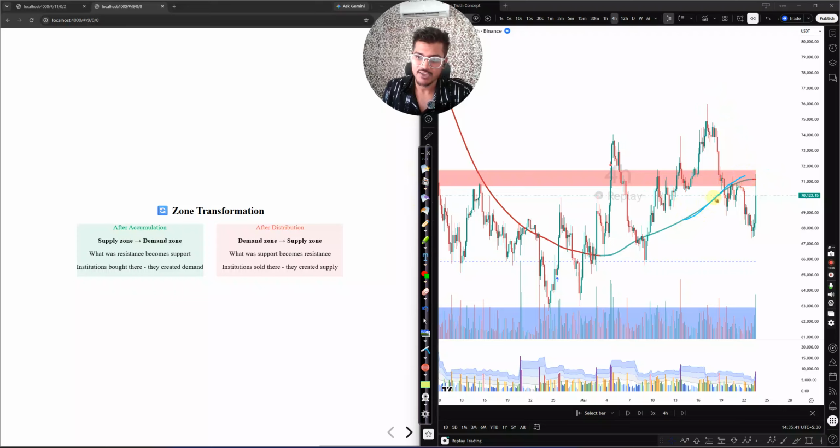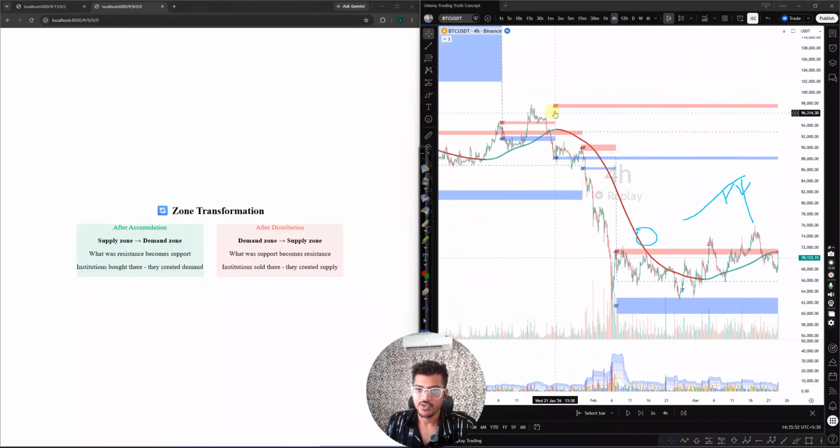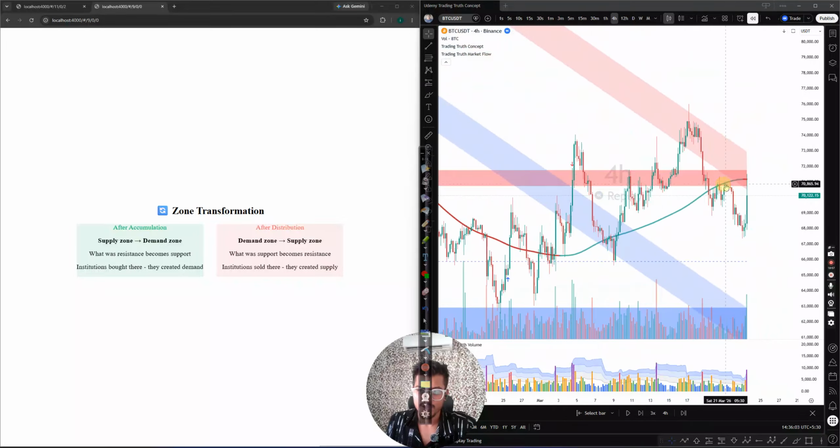If this line is your demand zone and the market is trading below that, it becomes your supply zone. And here, why this happened, I can actually show you. When this line gets around there, the market comes down. Let's check it out. See, what I told you.